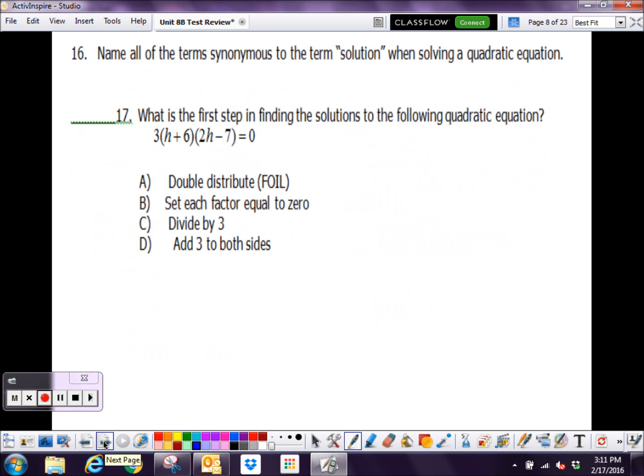Number 16, name all the terms synonymous to the term solution when solving a quadratic equation. Remember solution also means x-intercepts. Make sure you don't say y-intercepts, make sure you know they are x-intercepts. They're also called roots, and they're also called zeros. You do need to know those for the test.